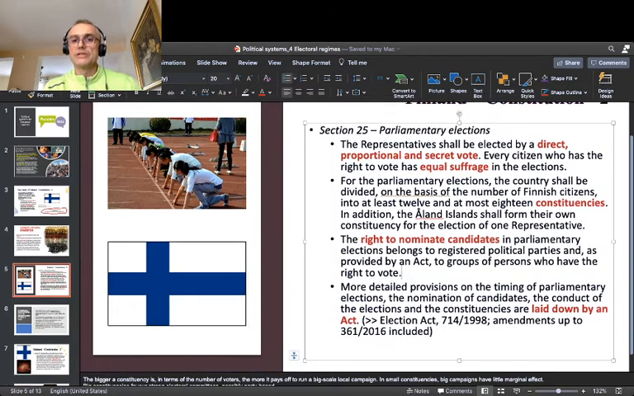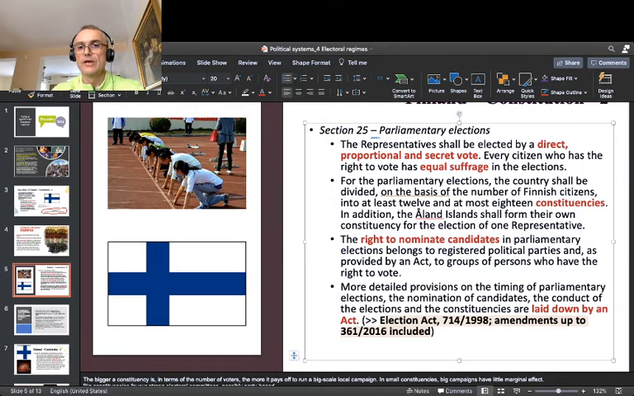So, more detailed provisions on the timing of parliamentary elections, the nomination of candidates, the conduct of the elections and the constituencies are laid down by an act. And I discuss this specific act further. I give just one short quote from that act in the case of Finland. It is the Election Act number 714 from 1998, with amendments up to 2016 included.